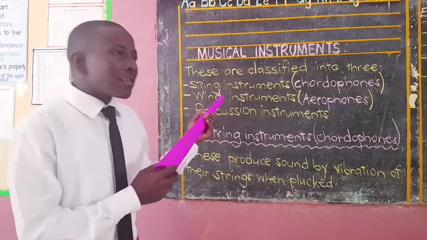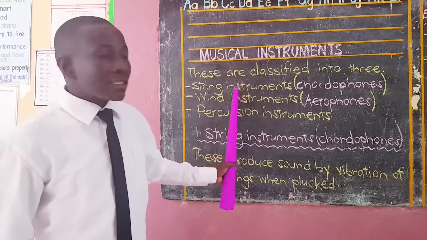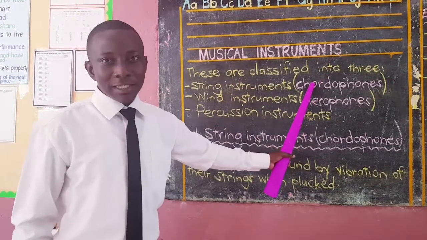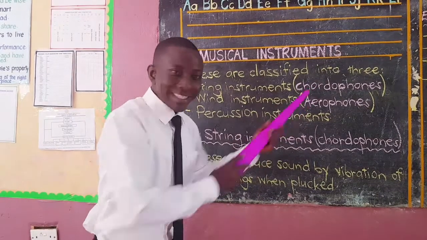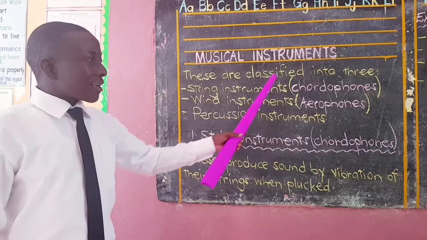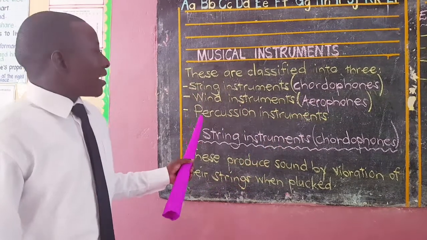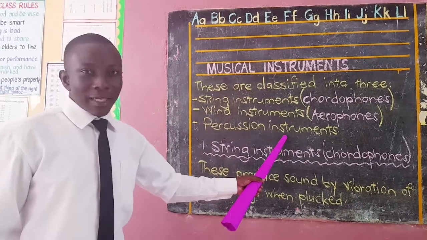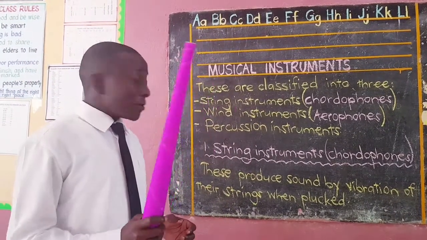The first category, we have the string instruments. Sometimes we call them chordophones. Chordophones. This is the spelling of chordophones, right? Number two, we have the wind instruments. They are also called aerophones. Number three, we have percussion instruments. Now, we are going to look at them one by one.